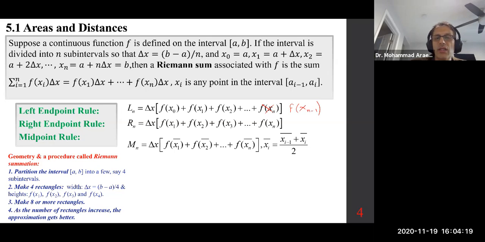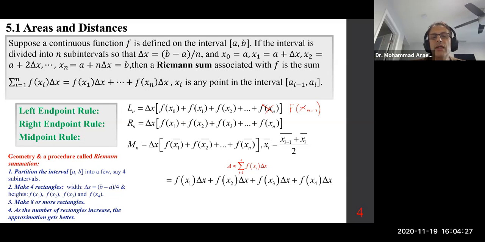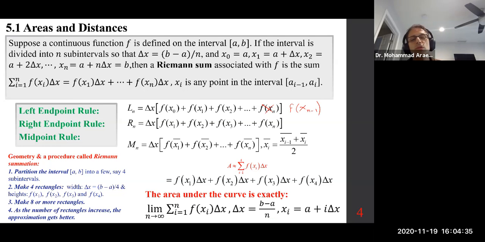And again, what does it really mean? It becomes clear as we go through that. The area is roughly equal to that summation. This is an approximation, class. When will it become the actual area? When we take a limit and we let n go to infinity, it becomes the actual area.